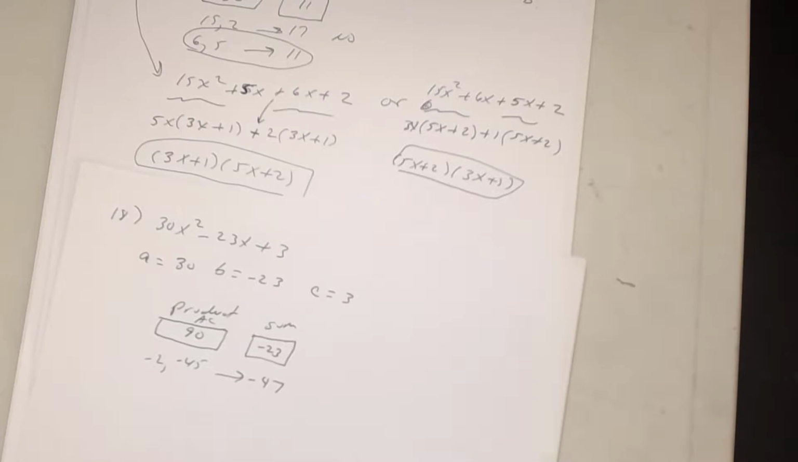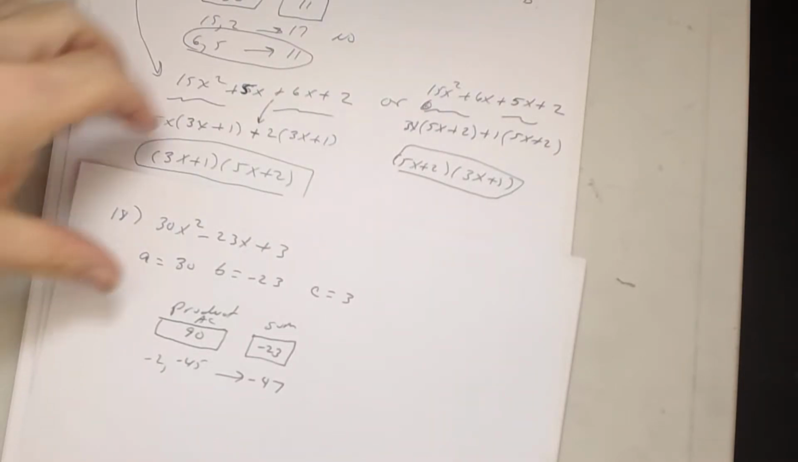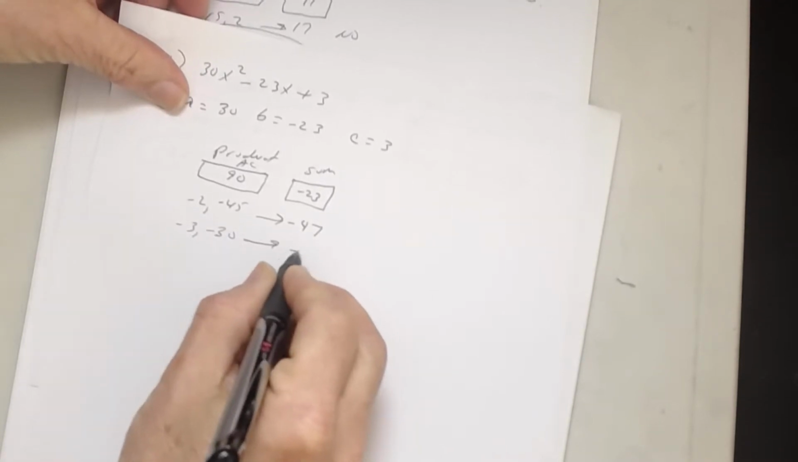3 and 30. Okay, so let's try 3 and 30. So you got to say negative 3 and negative 30, though. When you add them, that's negative 33. So that won't work. Use your calculator to help you. Yeah, always start with the smallest common factor.